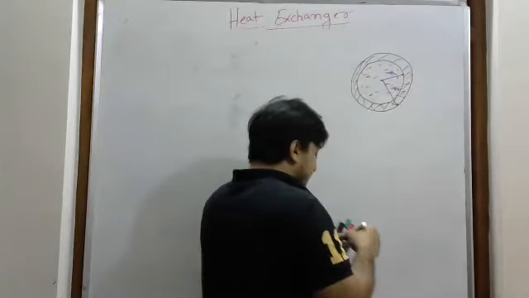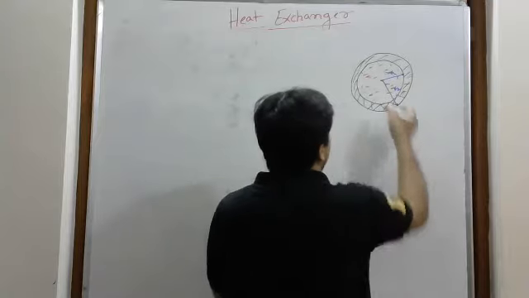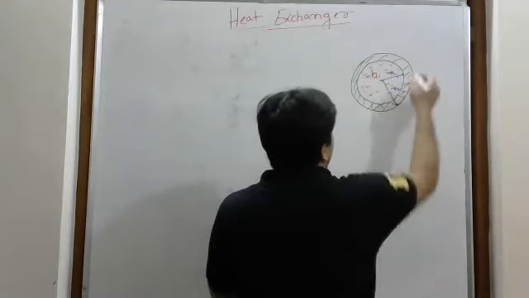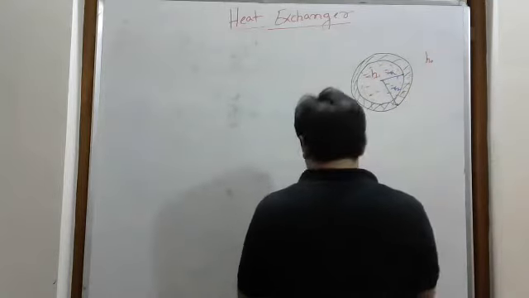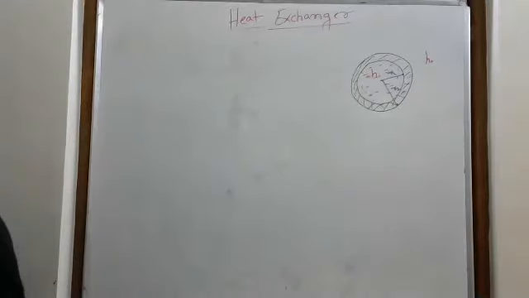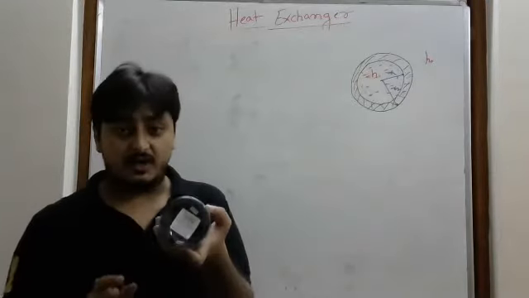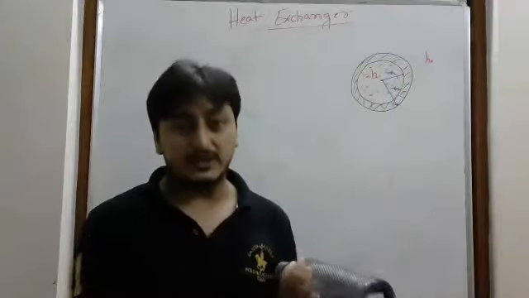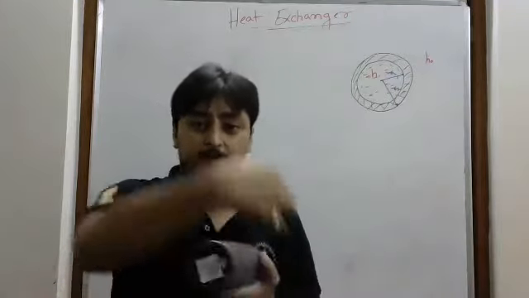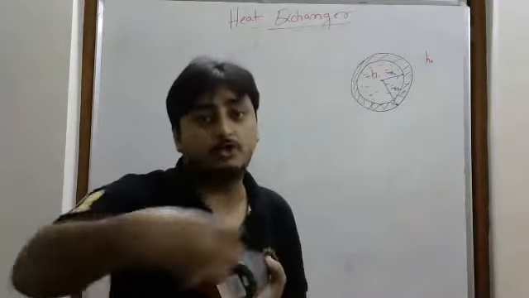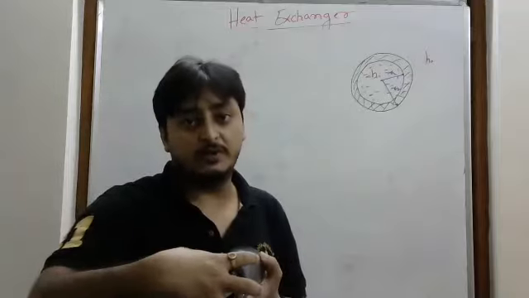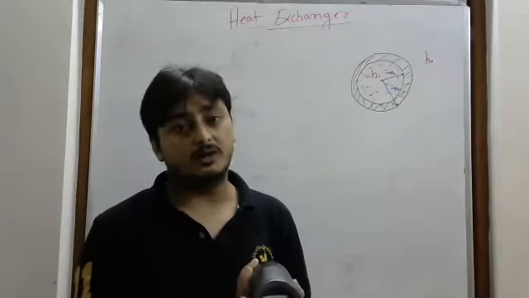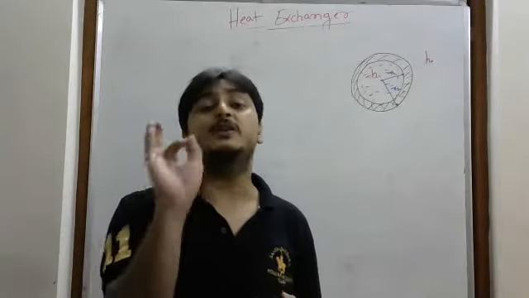I am taking this as the heat transfer coefficient of the inside, and this as the heat transfer coefficient of the outside. Now try to understand. This tube is the heat exchanger. If you make one more tube here and pass two fluids, one from here and the other from there, it will be a heat exchanger. Heat transfer should happen. That's all.